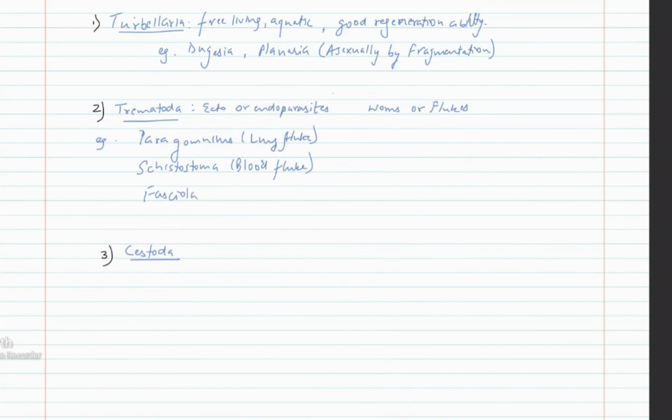And there is Opisthorchis, which is known as oriental liver fluke.